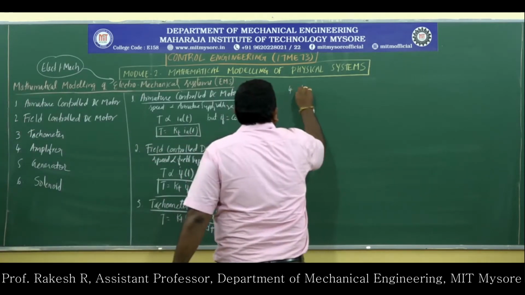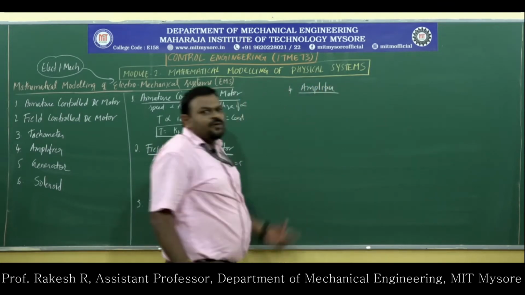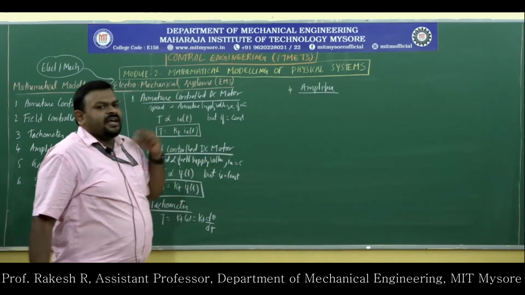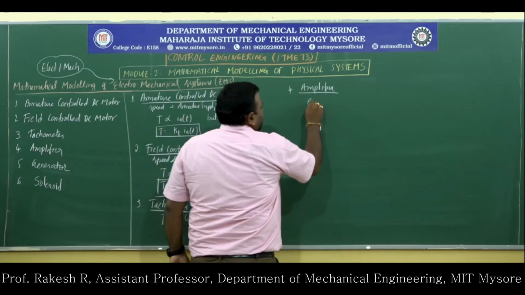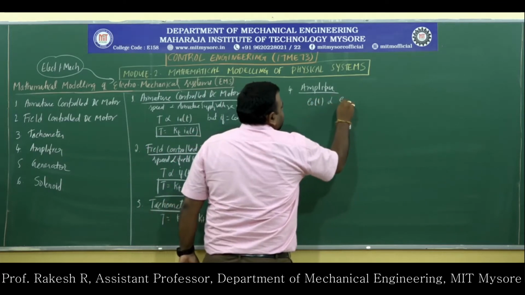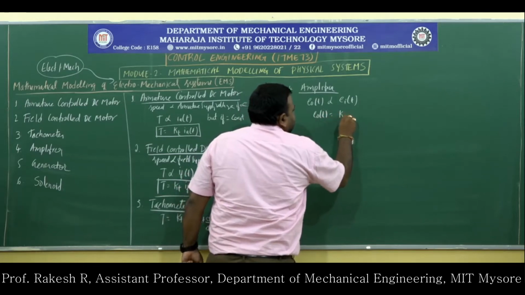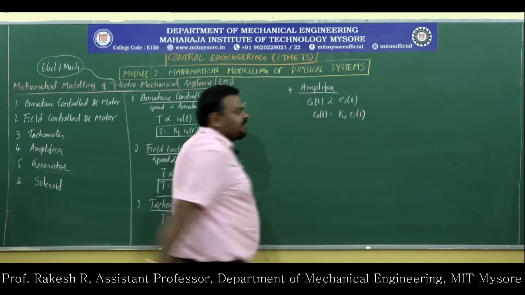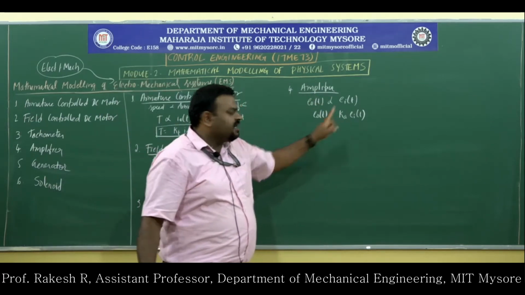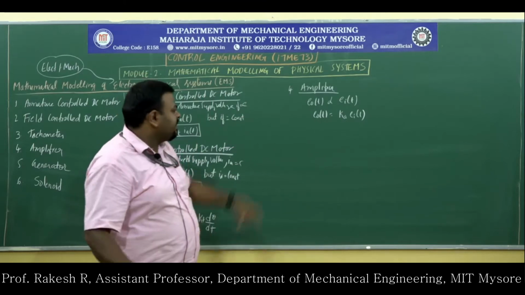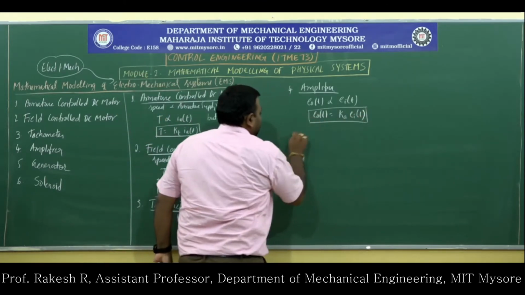Then the amplifier. Amplifier, as you know, is an electromechanical system which amplifies the input voltage. So the output voltage is directly proportional to the input voltage. Output voltage will be equal to Ka into input voltage, where Eo(t) is the output voltage, Ea(t) is the input voltage, and Ka is the constant of proportionality called the amplifier constant. This is the equation for the amplifier.